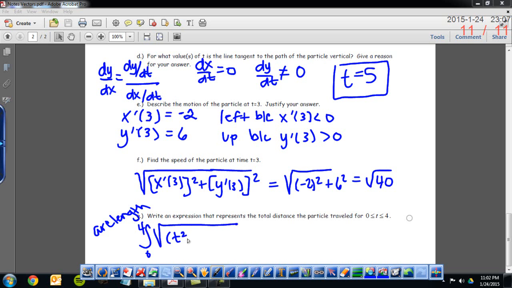So x' is t squared minus 7t plus 10. And y' is t squared plus t minus 6. And quantity squared, all underneath the square root. And we're writing an integral, so don't forget your dt. So that is our expression that represents total distance.